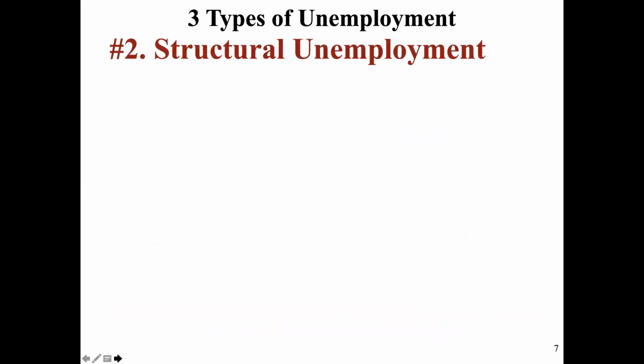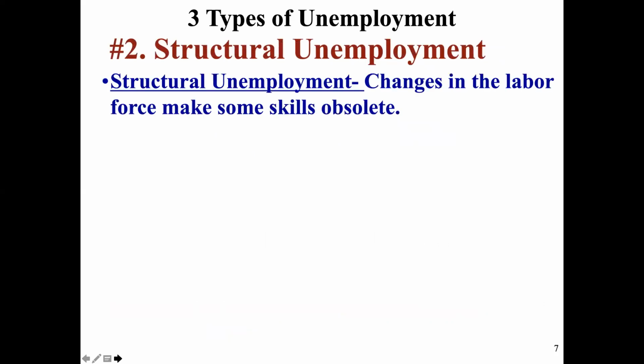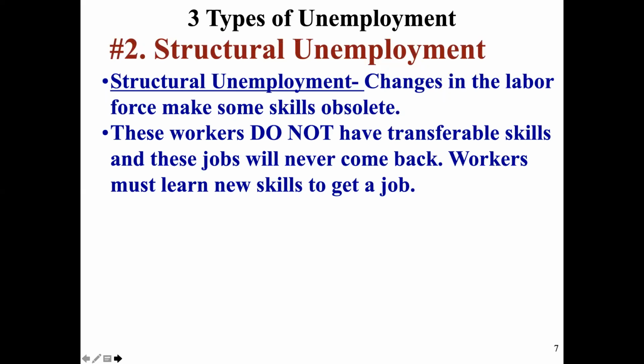Second type of unemployment is structural unemployment, which is when you're unemployed due to changes in the labor force that make some skills obsolete. The way I remember this is that the structure of the economy has changed. So if there's some structural change in the economy and your skills are obsolete, you are structurally unemployed. The key differentiator here is that these workers who are structurally unemployed do not have transferable skills. And those jobs that they have are never going to come back.